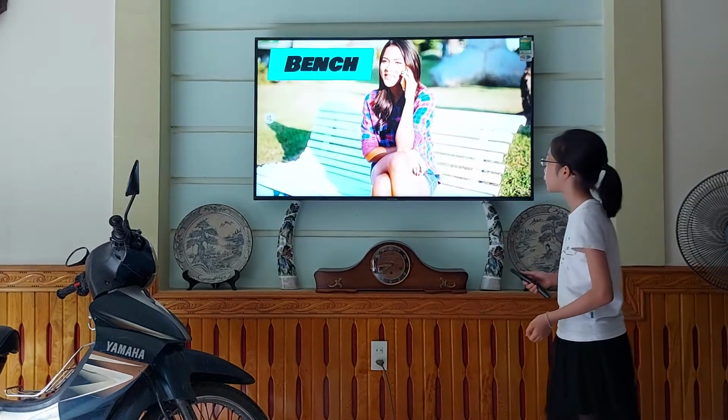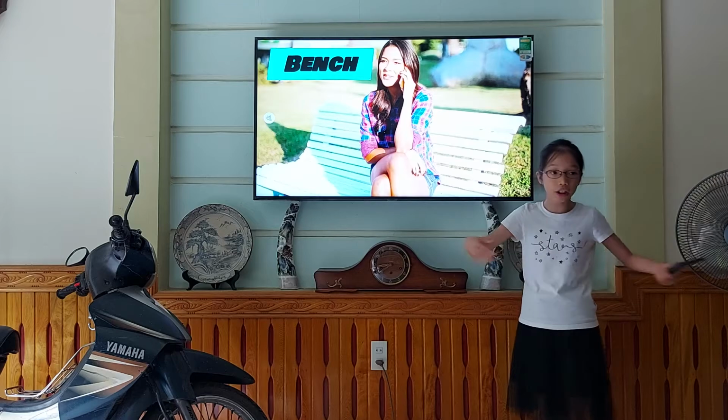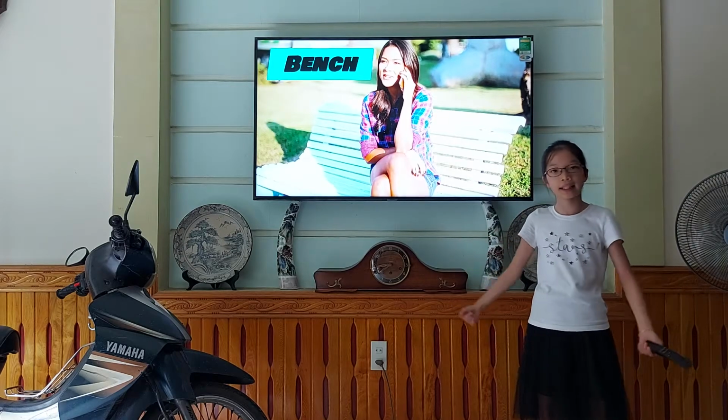Next, we have the bench. Here is the bench, which is like a very long chair. Many people can sit in this, a bench.